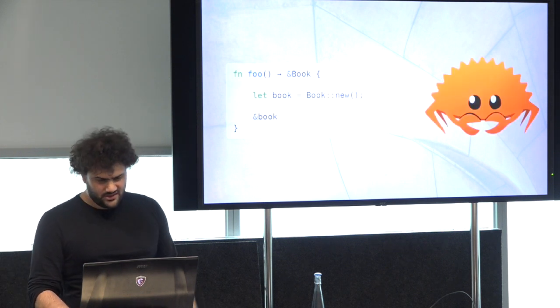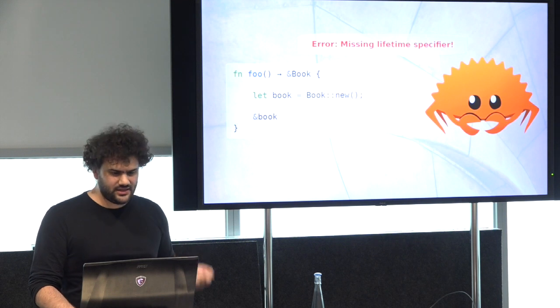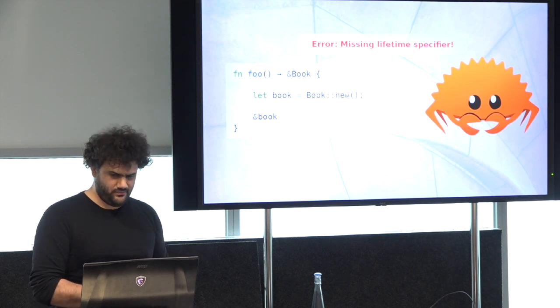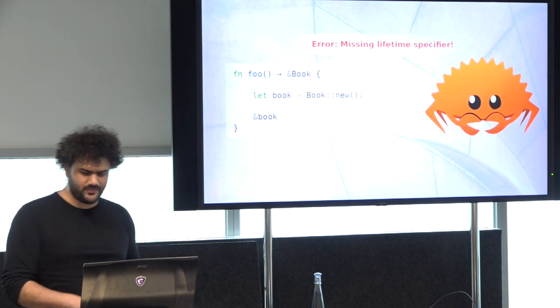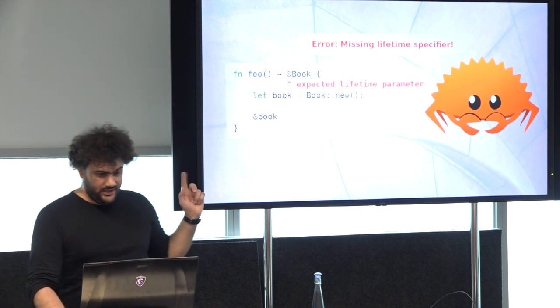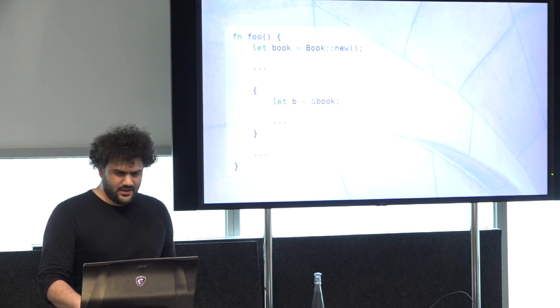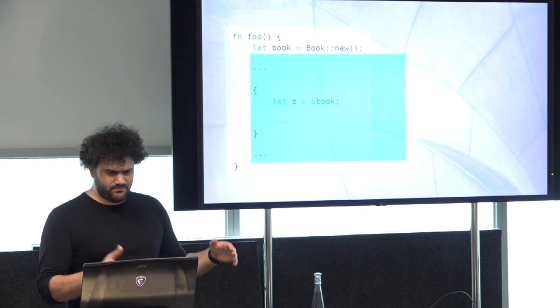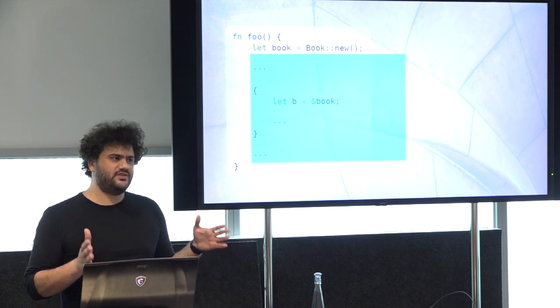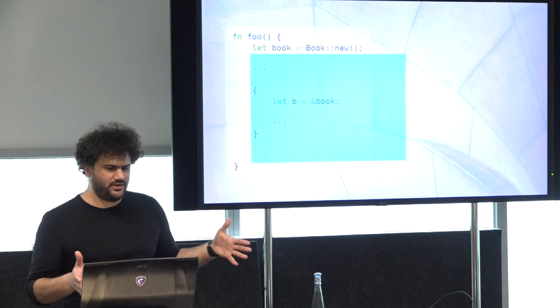So let's see what Rust has to say. Error, missing lifetime specifier. So, okay, what's a lifetime? And it expects something to be there. A lifetime is basically this section of code where some value is accessible, right?